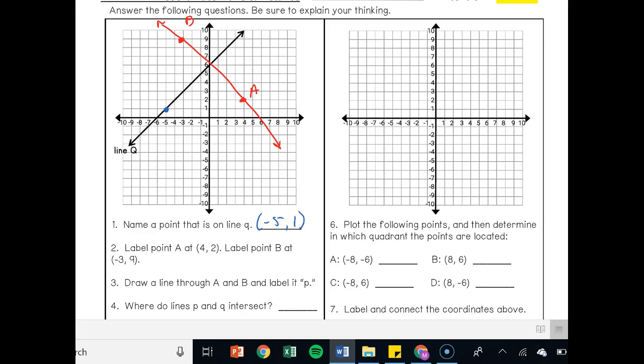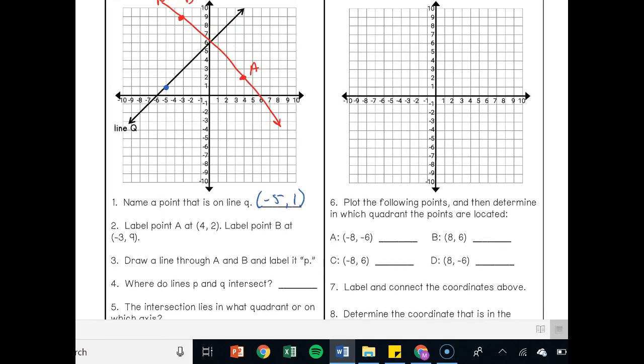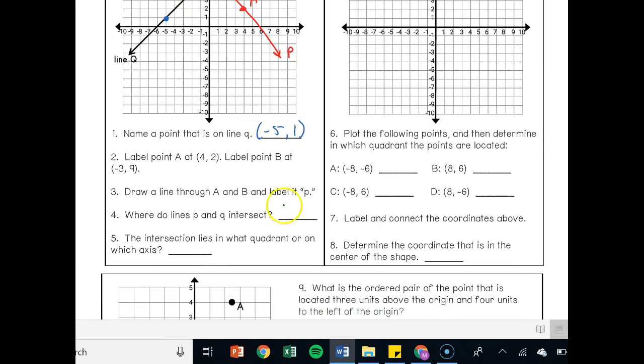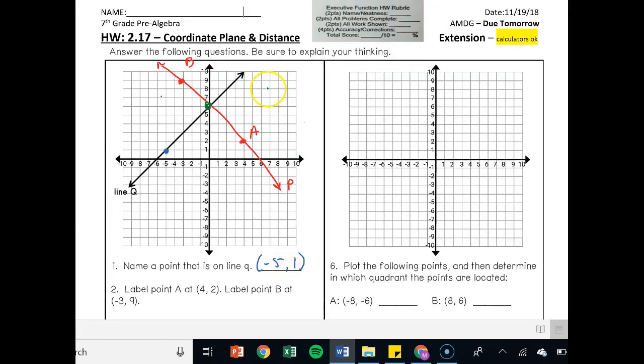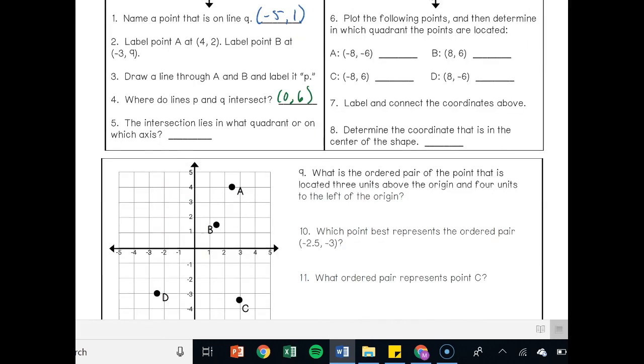Now it says where does line P and Q intersect? So this is going to be line P right here. Where do they cross? If I had drawn mine a little bit straighter, it's right there at that point. That point is (0, 6). The intersection lies in what quadrant or on what axis? Well, it's on an axis, right? This is quadrant 1, quadrant 2, quadrant 3, quadrant 4. It doesn't lie in any quadrant. It lies right on the y-axis, right? So it says y-axis.